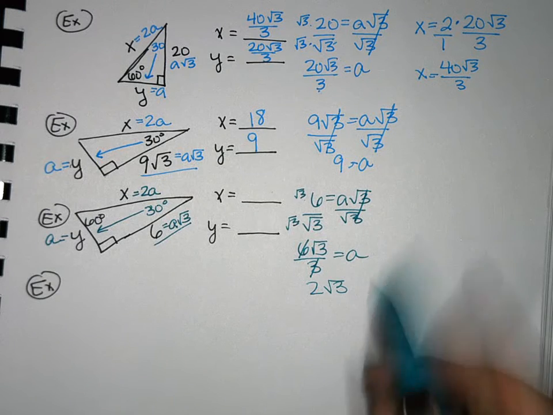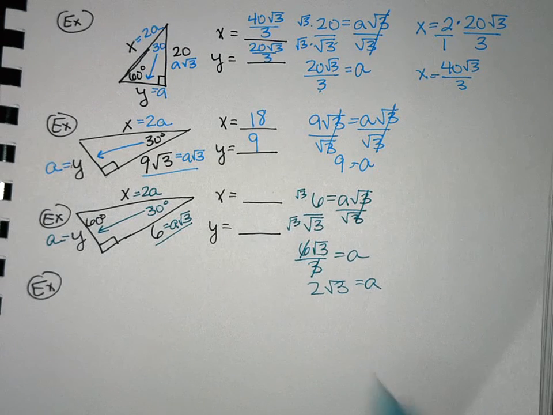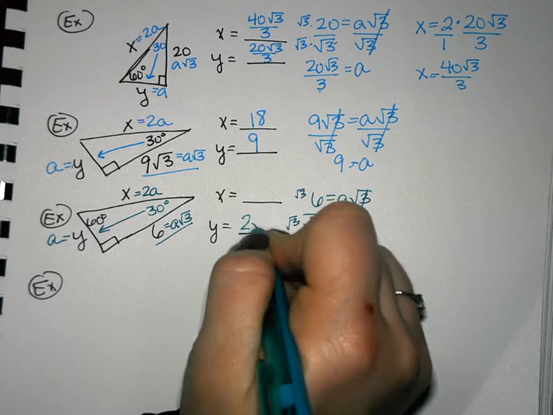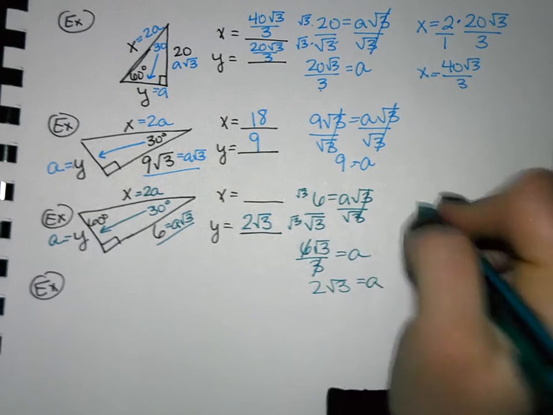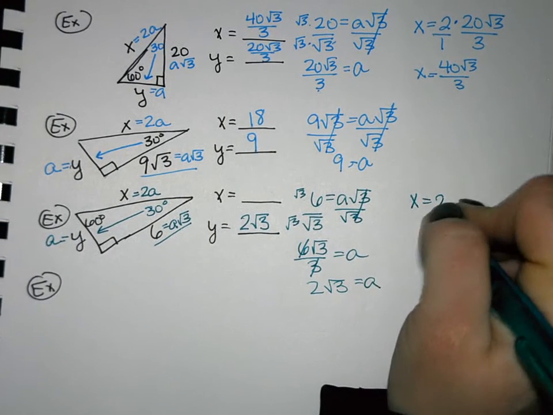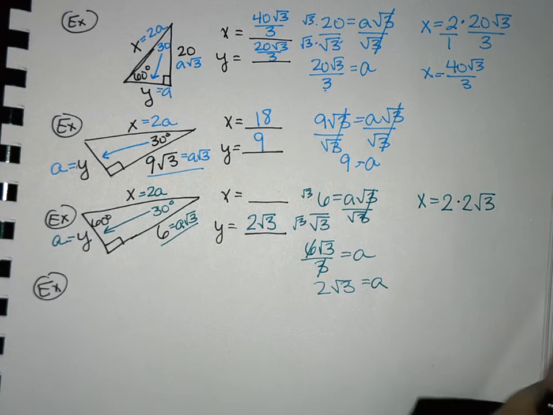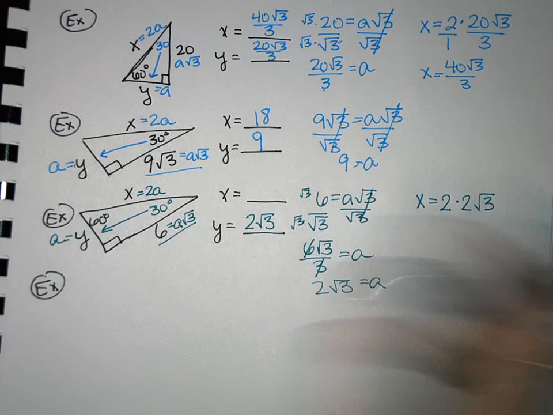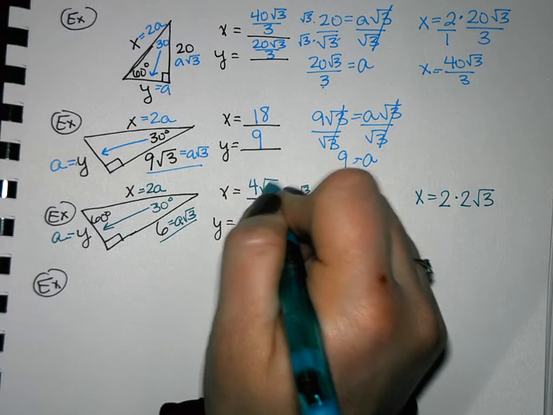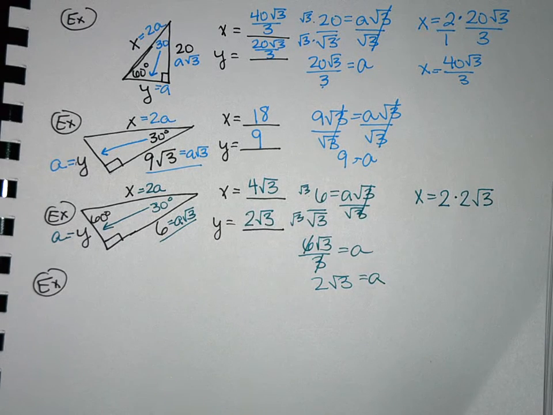It's only the outside 2 numbers that can reduce. So if a is 2 root 3, that means y is 2 root 3. So for x, we have to double it. So 2 times 2 root 3. What will that give us? 4 root 3. Still doing okay?